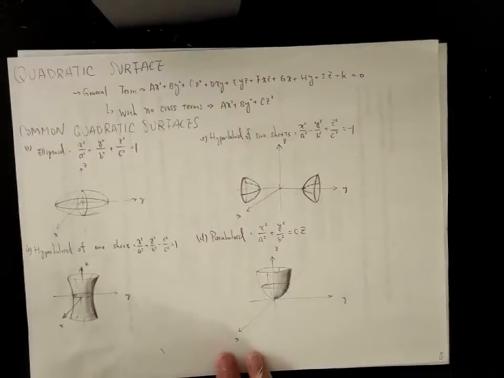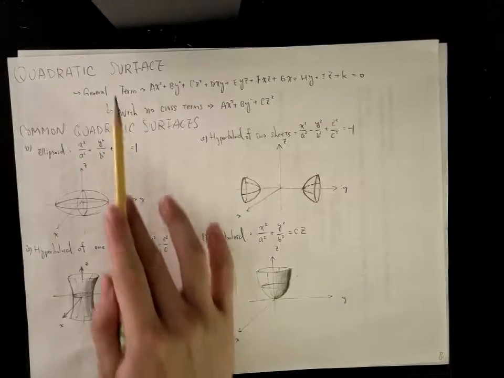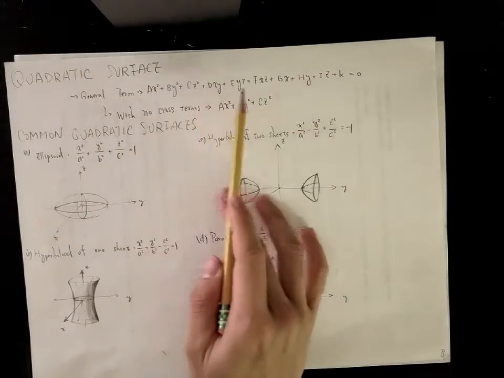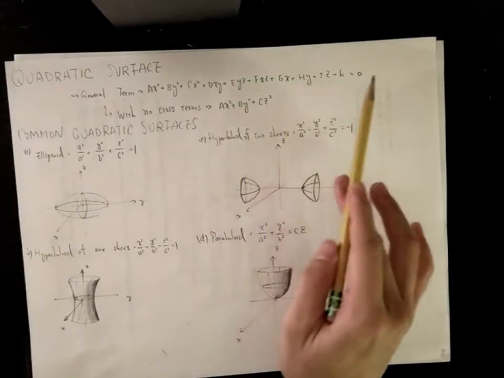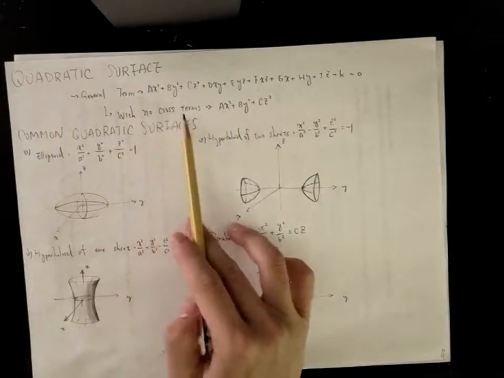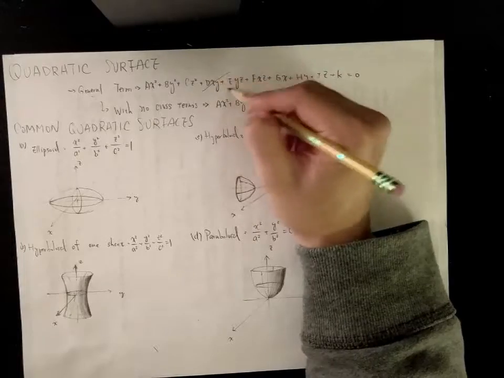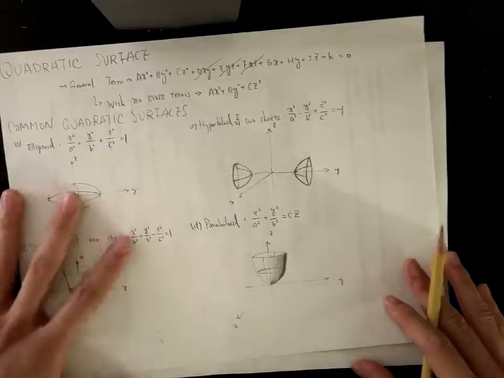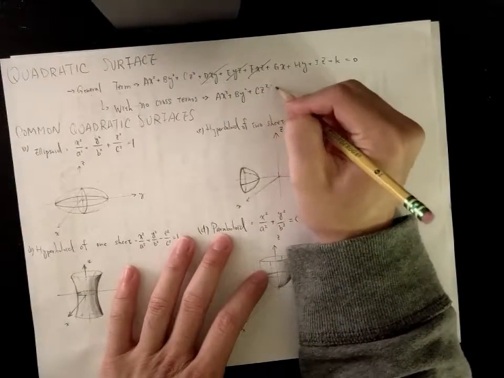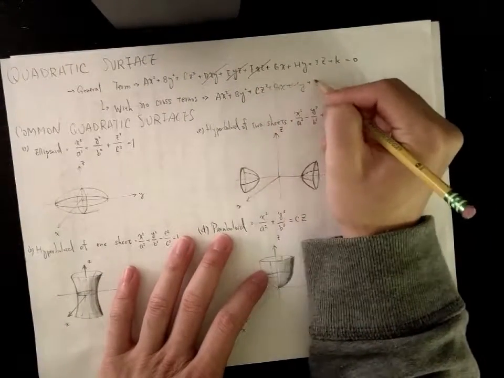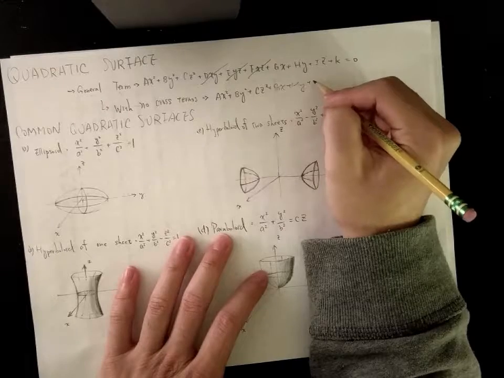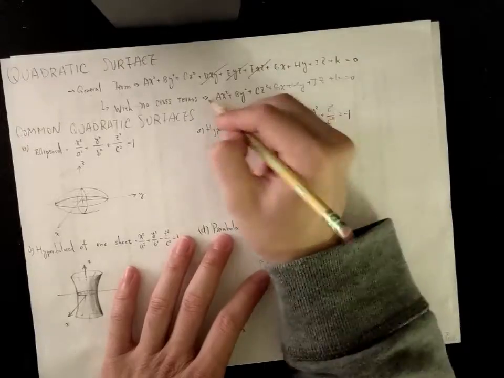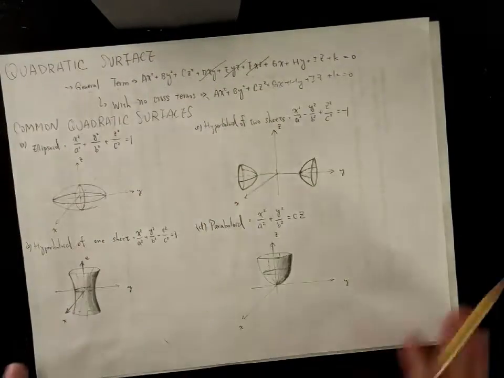This is the last thing we have to mention in this chapter, quadratic surface. This is the general form: ax squared plus by squared plus cz squared plus dxy plus eyz plus fxz plus gx and so on. With no cross terms, we basically just cross these out, this one, this one, this one. Then plus gx plus hy plus iz plus k. This is without cross terms.